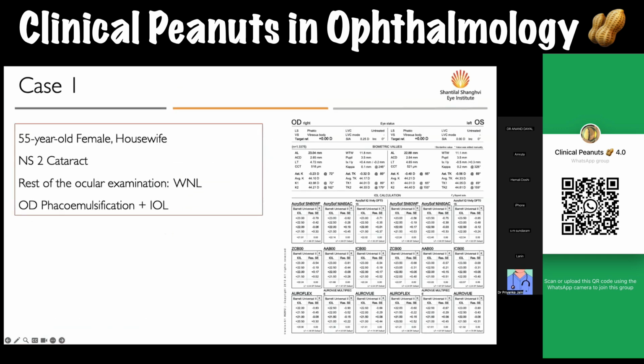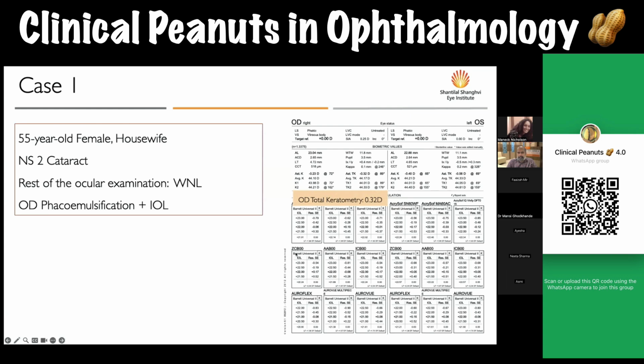So I thought I'd just start off with a couple of cases which came to our clinic. The first was this 55-year-old female housewife who was seeking treatment for her moderate grade cataract in the right eye. She had an average axial length in keratometry, nothing immediately jumping out of the A scan. And her keratometry, you can see, was not something which was very striking. It was around 0.23, her average keratometry, and the Ks were relatively in the normal range.